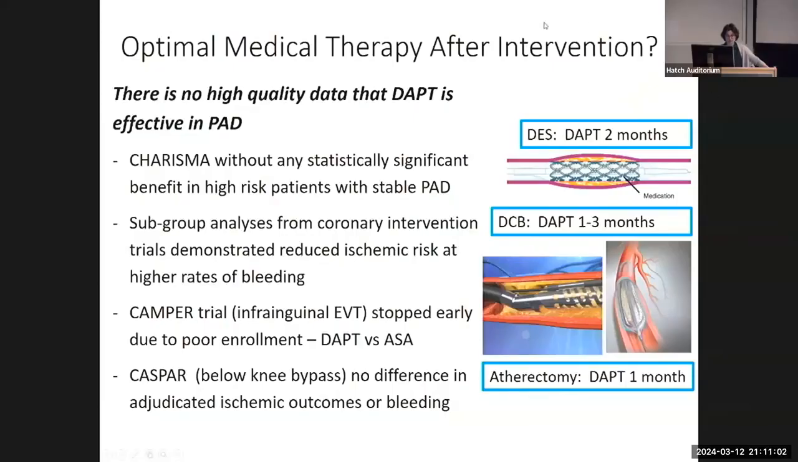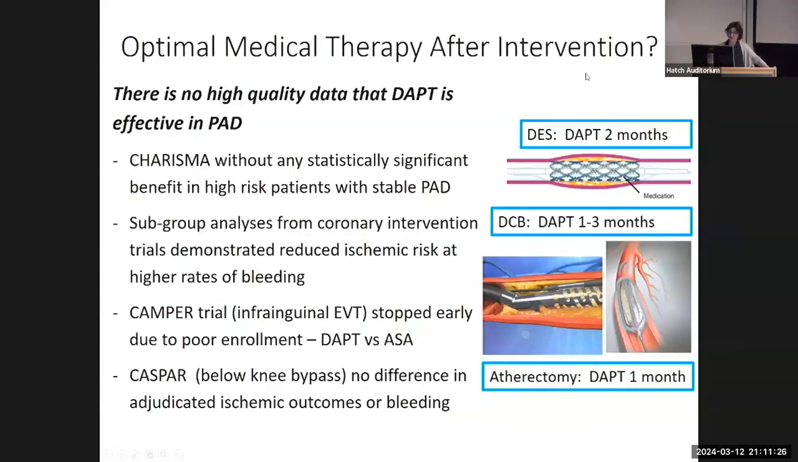We've got subgroup analyses from coronary intervention trials showing reduced ischemic risk, but it increased rates of bleeding. Charisma didn't have a statistically significant benefit. There were 2 very small trials for endovascular revascularization and bypass. One was stopped early due to poor enrollment. The other had no difference in adjudicated ischemic outcomes or bleeding. So we really have no data on DAPT for PAD.